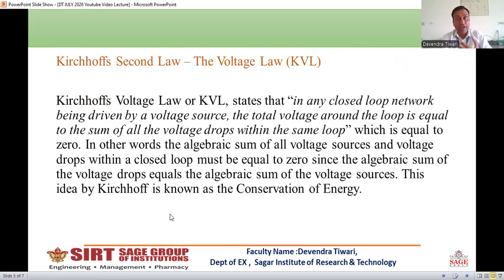Now, Kirchhoff's second law, that is voltage law. Kirchhoff's voltage law or KVL states that in any closed loop network being driven by a voltage source, the total voltage around the loop is equal to the sum of all the voltage drops within the same loop, which is equal to 0. In other words, we can say the algebraic sum of all voltage sources and voltage drops within a closed loop must be equal to 0. Since the algebraic sum of the voltage drops equals the algebraic sum of voltage sources, this idea by Kirchhoff is known as conservation of energy.